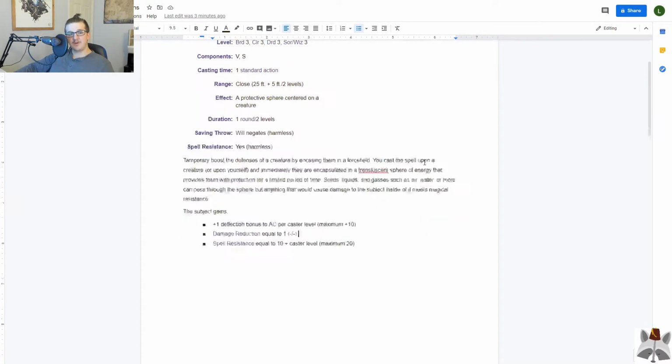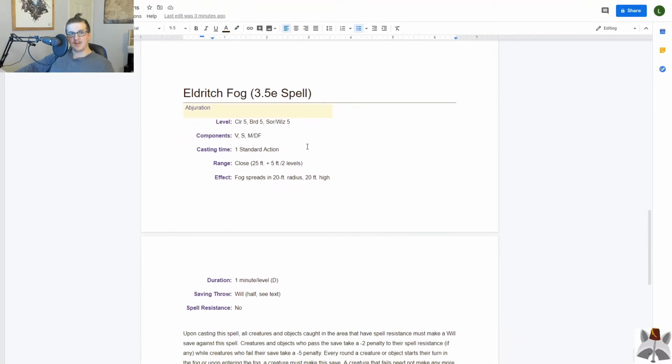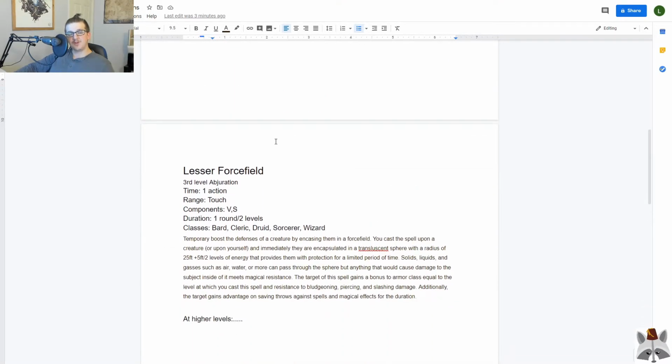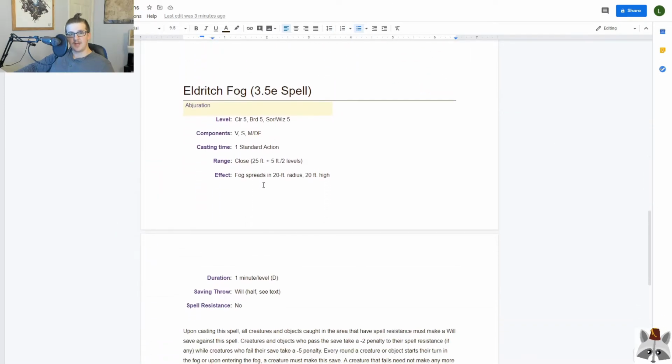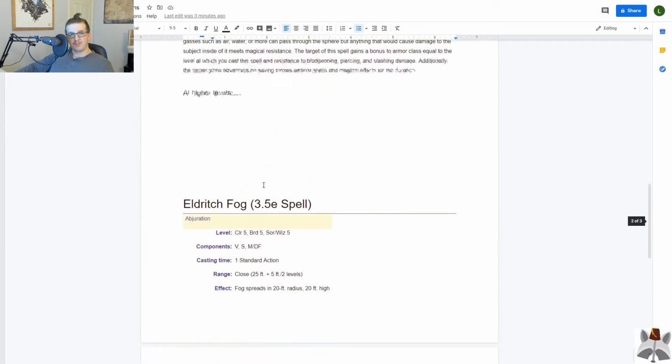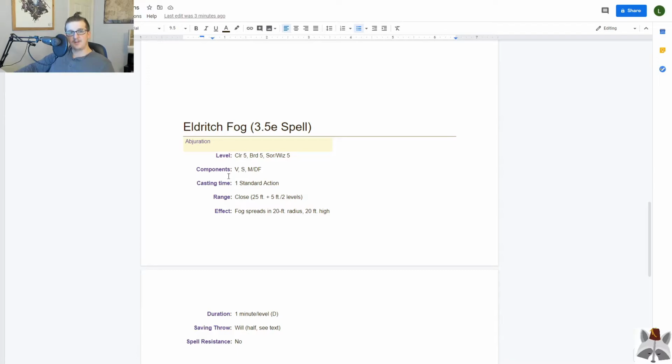I figured I would give you a second example, as in Eldritch Fog. That way, if this spell was a little too niche and you wanted a second example, go ahead. Otherwise, if this was helpful enough, please leave a like down below. I appreciate it. But let's go ahead and break this apart and really delve into what makes this a 5th level spell. And let's remake it for 5th edition.